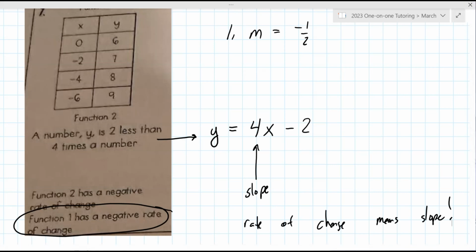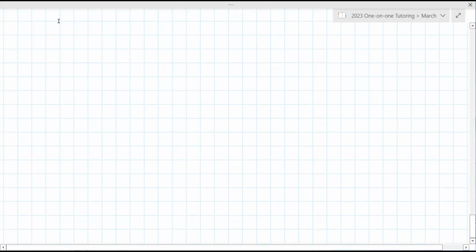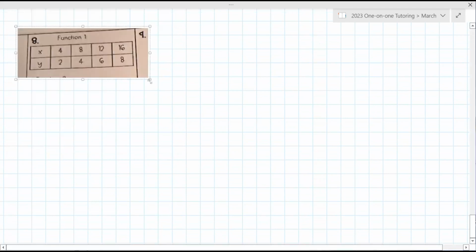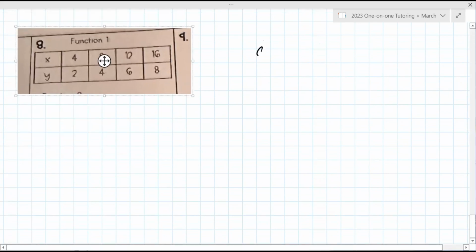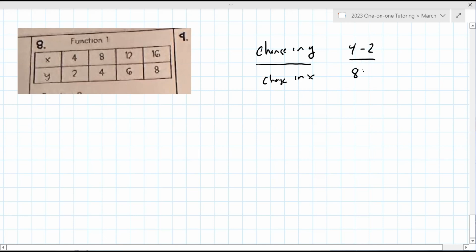All right, let's look at 8, and let me do this a little bit differently. Let's look at just the table, and you want to calculate the slope. So change in y over the change in x, and you can use the formula if you want. So 1/2. Yes. So 4 minus 2 over 8 minus 4, it is 1/2.